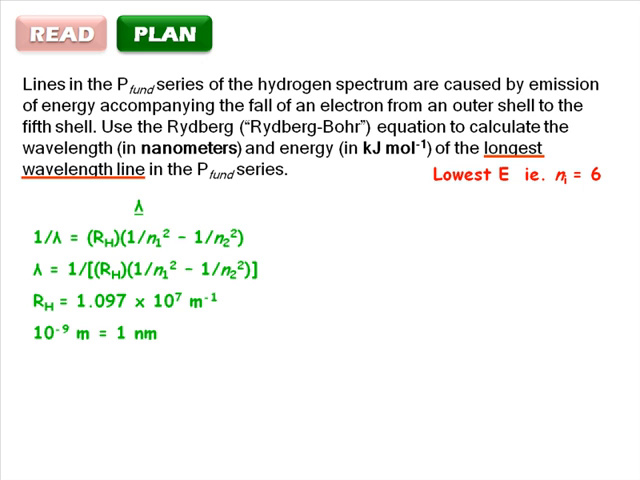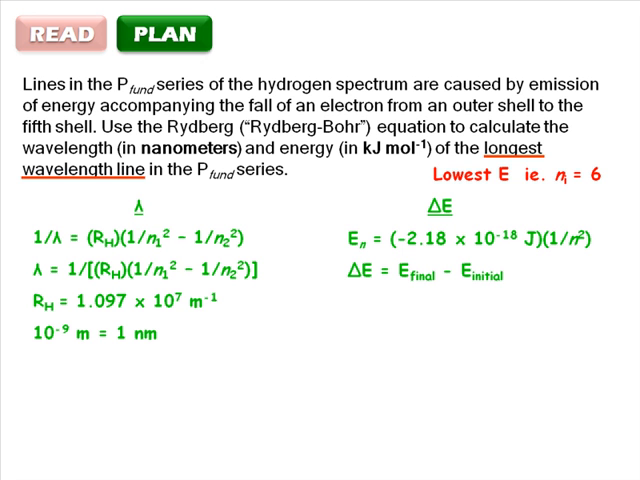To solve for the energy of the wavelength line, first determine the energies of both the initial and the final states, using the equation En equals negative 2.18 times 10 to the negative 18 joules times 1 over n squared. Then you can subtract the energy of the initial state from the energy of the final state to get the difference. This gives us an answer in joules for one molecule.